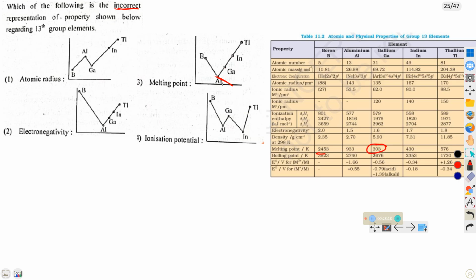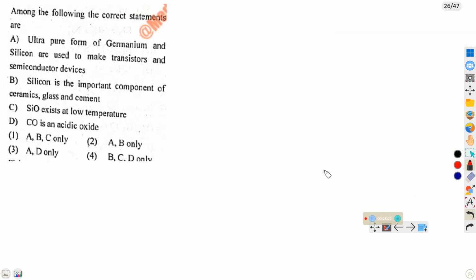But here increases is given, so incorrect graph. Among the following, the correct statements are: ultra pure form of germanium and silicon are used to make transistors and semiconductor devices. Correct. Silicon is the important component of ceramics, glass and cement. Correct. SiO exists at low temperature. Wrong. It exists at a high temperature.